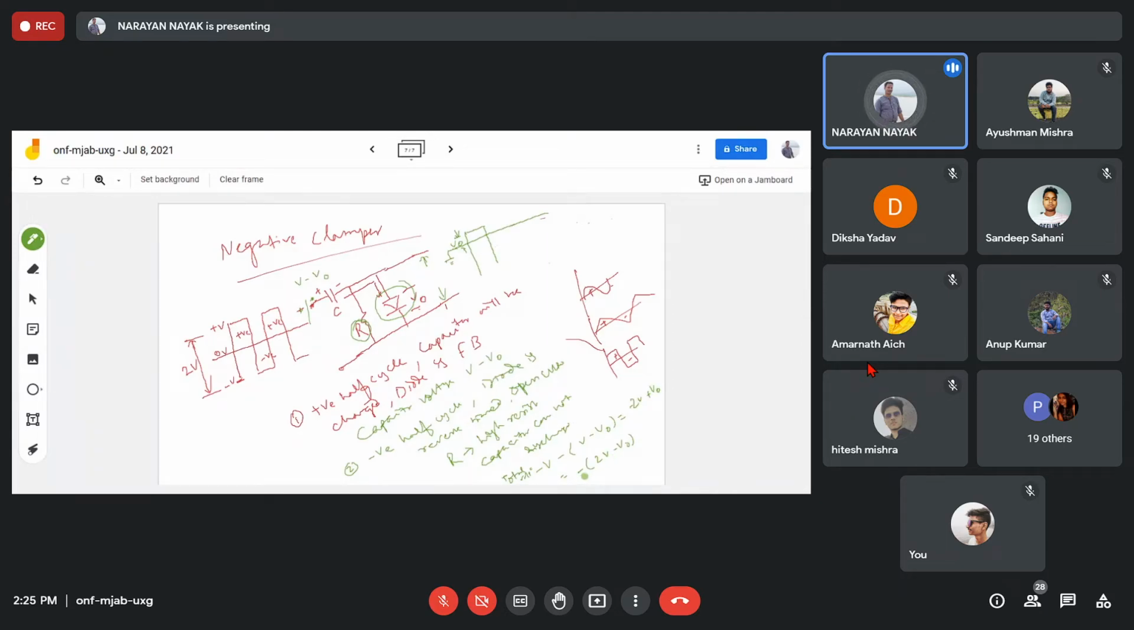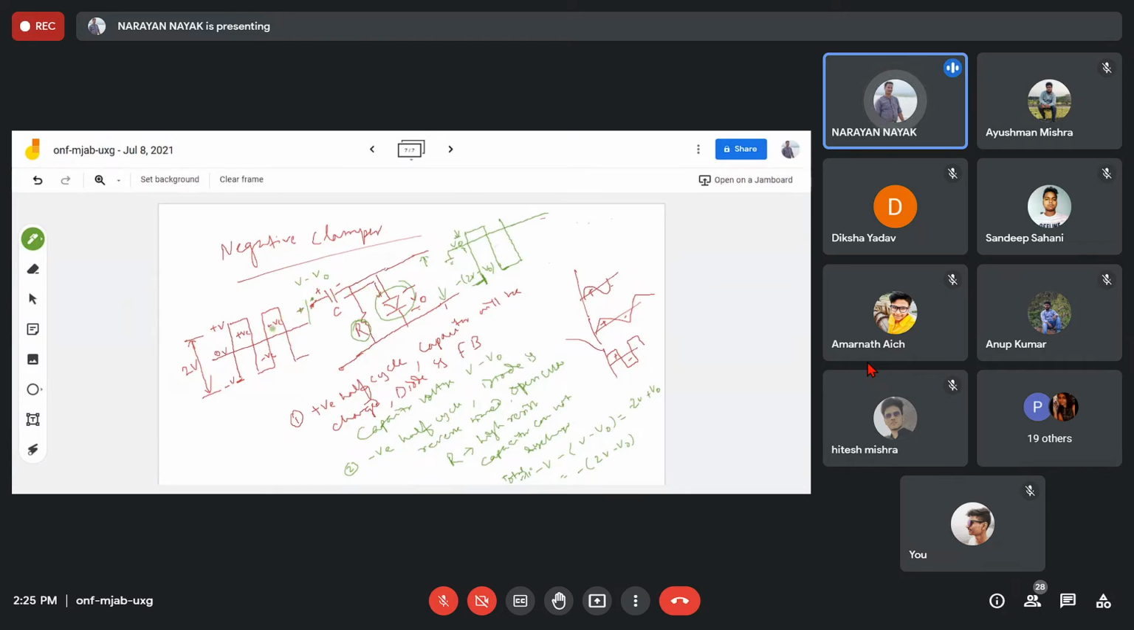But you have to represent it in the negative half cycle. So the total voltage is minus of 2V minus V0, where V0 is the barrier potential of the diode. Okay. So now, what is the voltage across the negative cycle? This is the negative cycle, and the total voltage is about minus 2V minus V0.